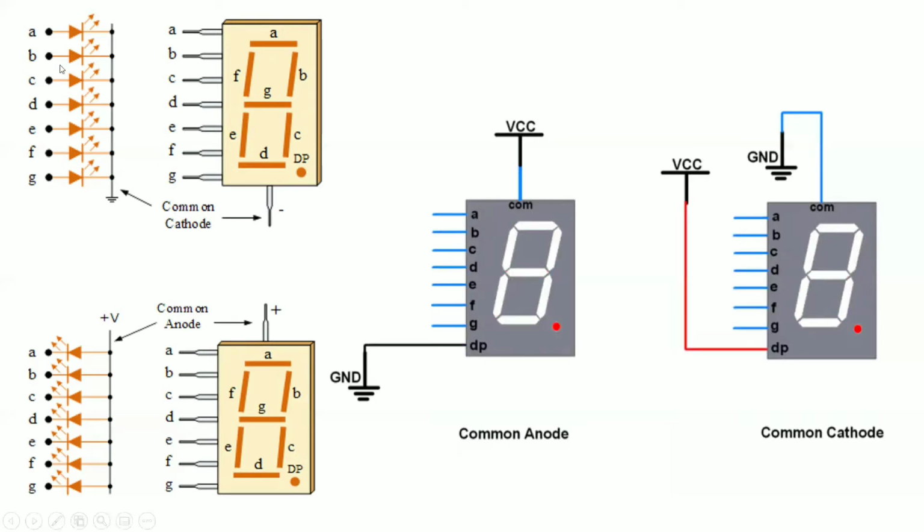As you can see in this picture, this is your diode, which is nothing but your LED, light emitting diode. The light gets emitted whenever you give power supply. The diode allows the current to pass through it only in one direction. That is a basic rule of the diode, right?